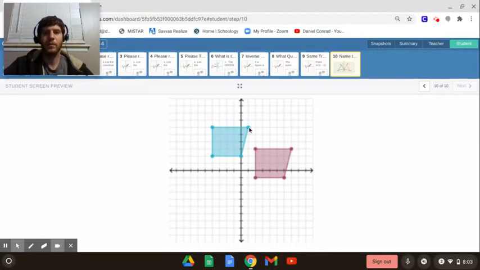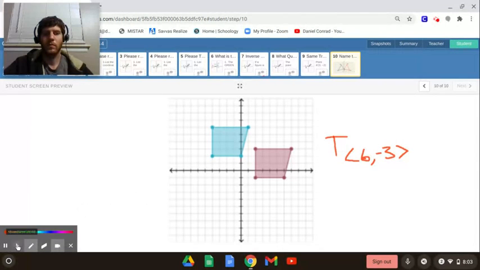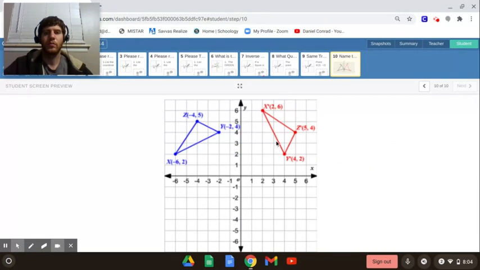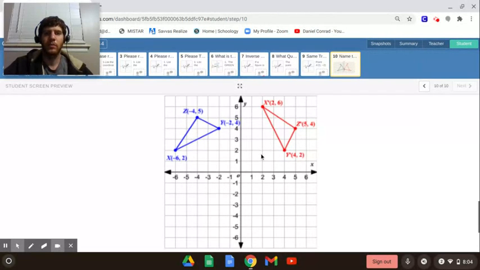All right, and we could come up with the rule here. The rule would be 1, 2, 3, 4, 5, 6 to the right, and 1, 2, 3 down. So if we wanted to write that, it would be right 6 and down 3 from the blue to the purple. Okay, and then the last one here is a rotation. This one would be a 90-degree clockwise rotation from the blue to the red, from X, Y, Z to X prime, Y prime, Z prime. So this one would be a rotation.